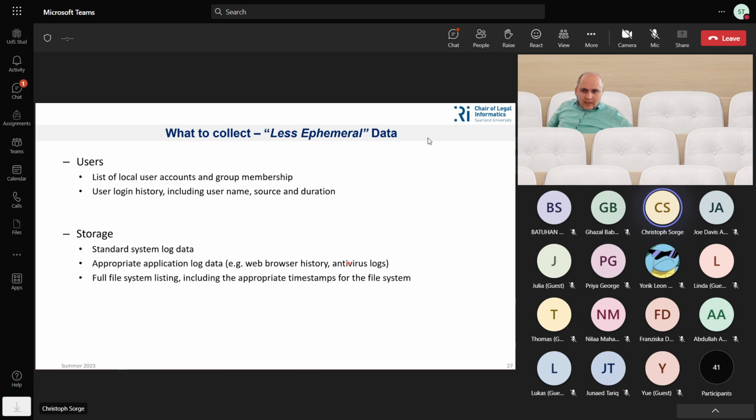Application log data, for example, web browser history or antivirus software log files. And someone mentioned that before when I asked the question, a file system listing, including timestamps for the entire file system might be useful if you don't know whether you're doing a full post-mortem analysis later on.